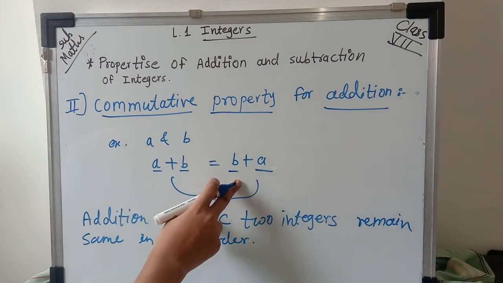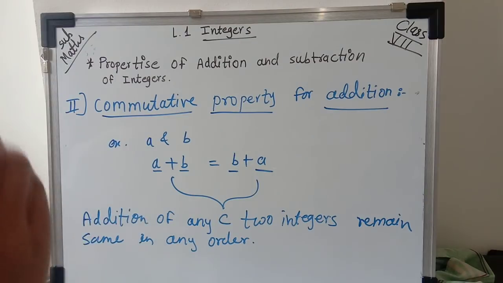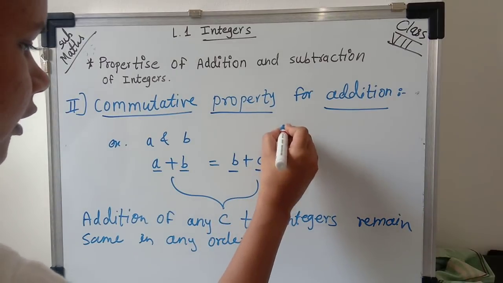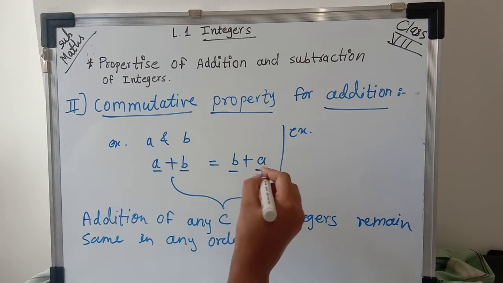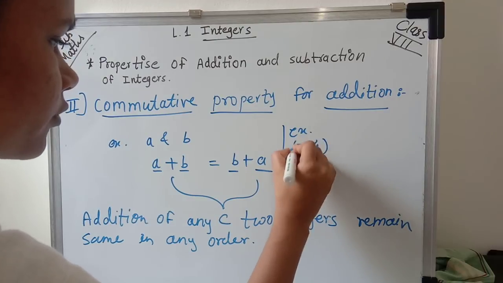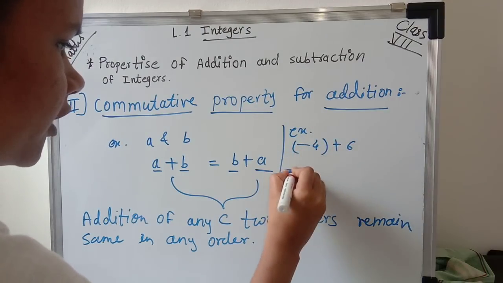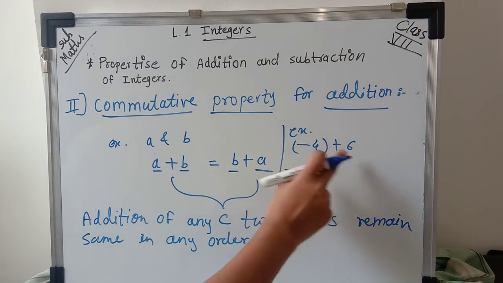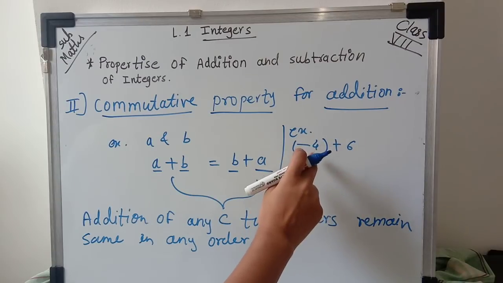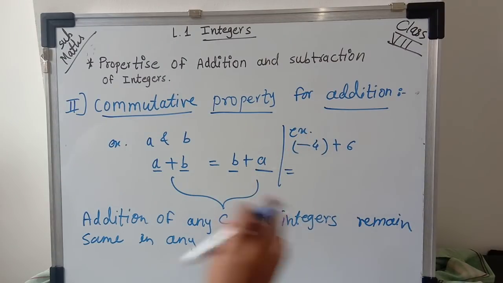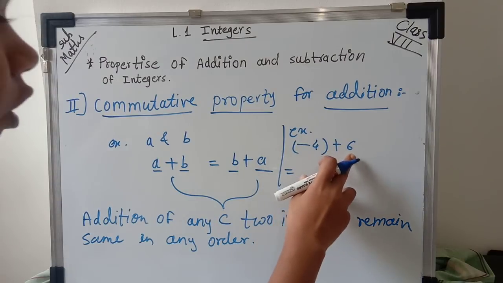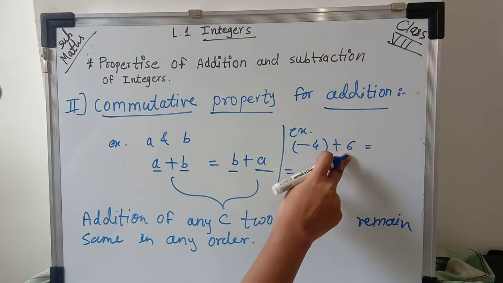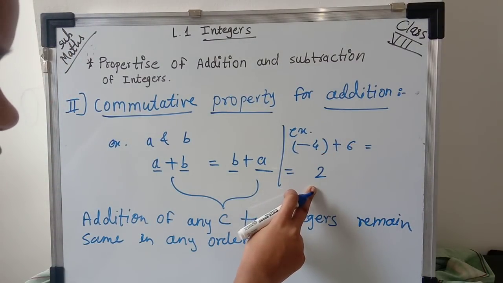If we change their places, of any integer, we'll get the same answer. For example, if I take another example here, minus 4 plus 6. Here two different integers are there, one is a negative integer and one is a positive integer, and when we are adding a negative and a positive integer, we have to do the subtraction. So here 6 minus 4 is equal to 2. Here 6 is the positive integer, that's why we got the value positive.